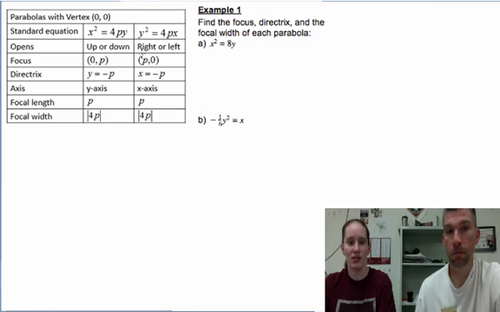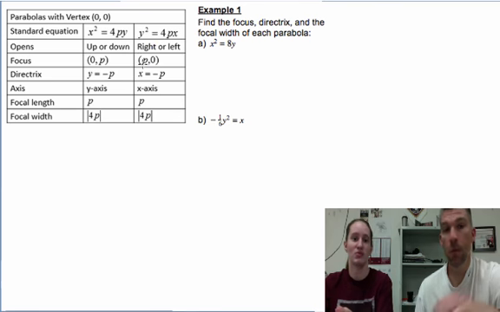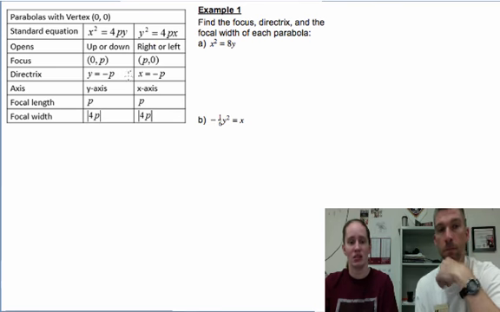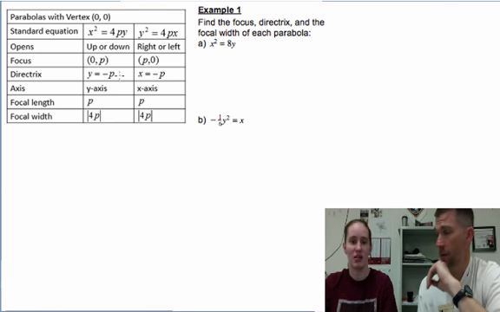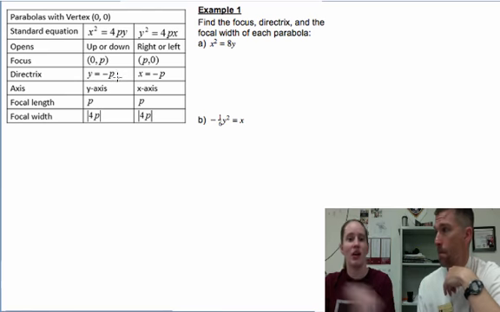So the focus, if we can figure out what this p-value is, that tells us where our focus is located, and depending on which kind of equation we have, which way we place it. And then the directrix can also be found using that. The directrix is a line, in case you didn't catch that on the first slide. It is a line, so it's like y equals or x equals.